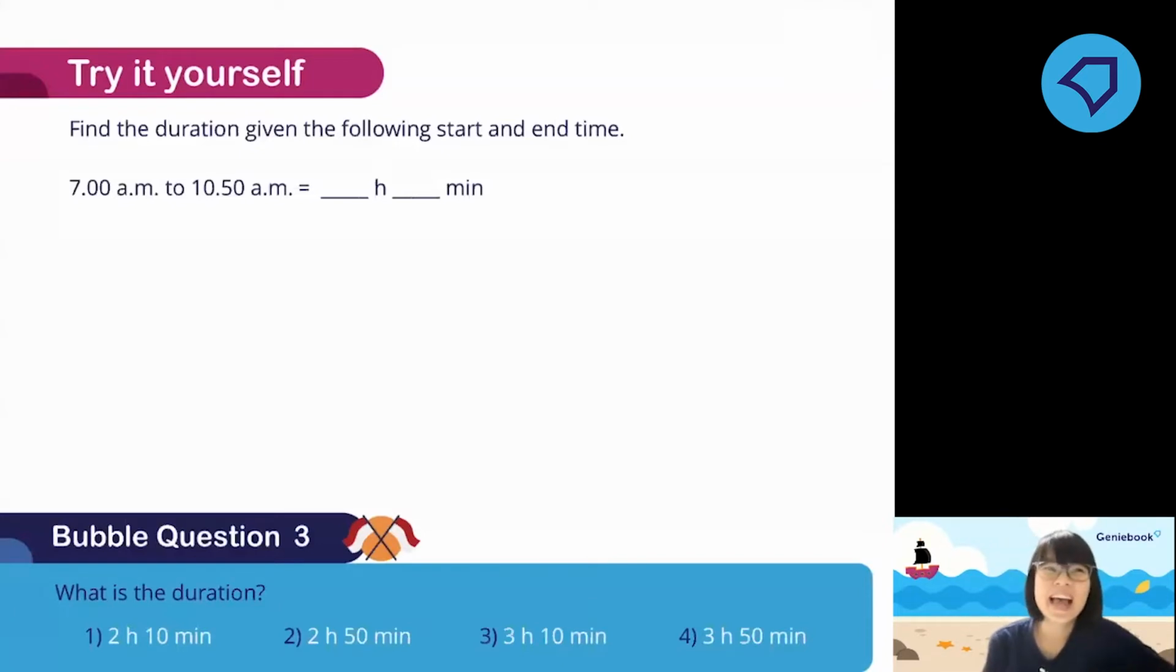Okay. What is the duration from 7 a.m. to 10:50 a.m.? So you have more than enough time. So please do your timeline properly. Please do your addition or your subtraction correctly so that you can get the correct answer. Okay, you don't have to rush. You still have about 40 more seconds, more than enough time.